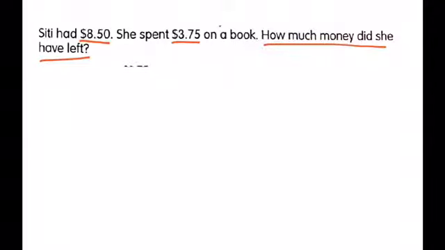Let's draw the given information that we were able to get. First, we know that Cindy has $8.50. Label your given bar.